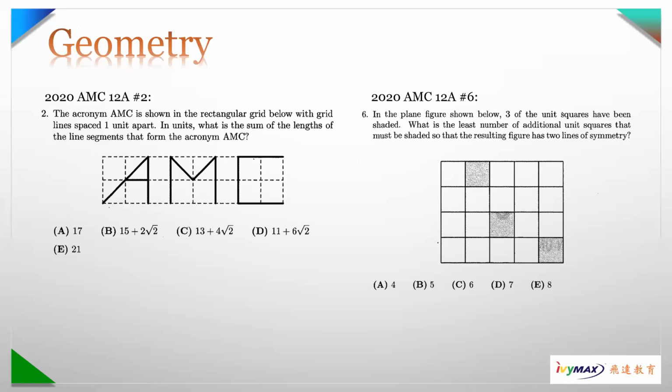The first two questions here will be pretty basic. Like the first one, AMC, right? We need to find the sum of the lengths, and just use the distance formula to find the length. For the first one, the answer will be C.